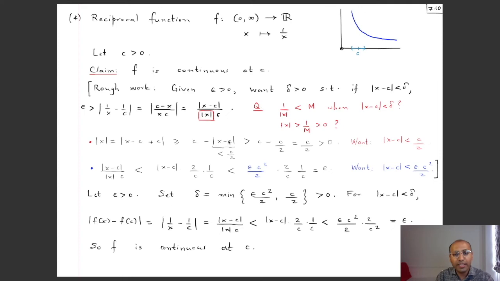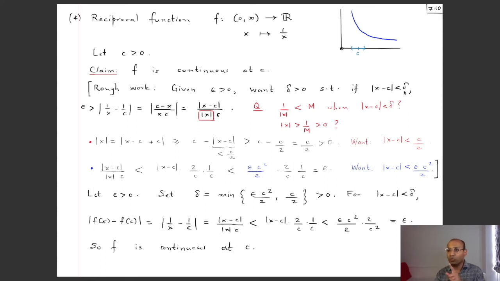And what I'm saying is that as long as my distance to C is not too much, say it's less than C by 2, then you see that C minus this thing will be bigger than C minus C by 2, which is C by 2, and that's a positive number. So I've got mod x is bigger than something positive, and so 1 by mod x will be less than the reciprocal of this. In other words, 1 by mod x will be less than 2 by C whenever I have chosen my distance to C less than C by 2.